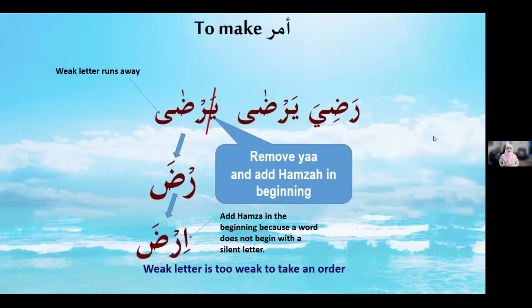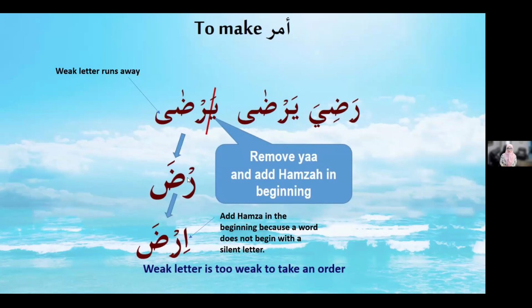Alhamdulillah. All right. So let's come to fi'al amr and how we make amr. Like you've seen, how we have been doing, what is our system? Radiya, yarda. Radiya is the madi, yarda is the mudari. To make it easy, we just drop this ya, and the ya is dropped, ra is there. So you have ra with the sukun. And here the weak letter runs away, so you are left with da with the fatha.